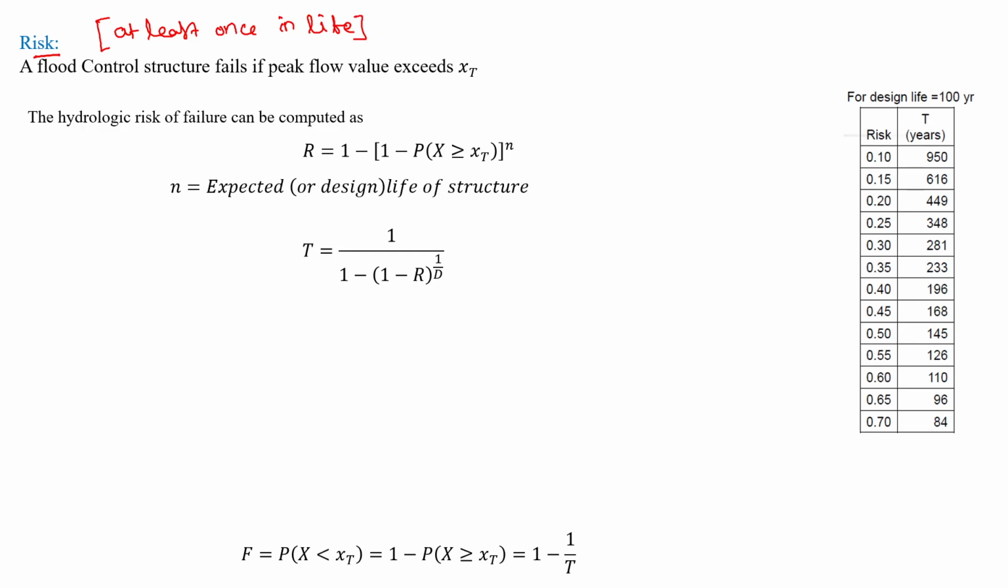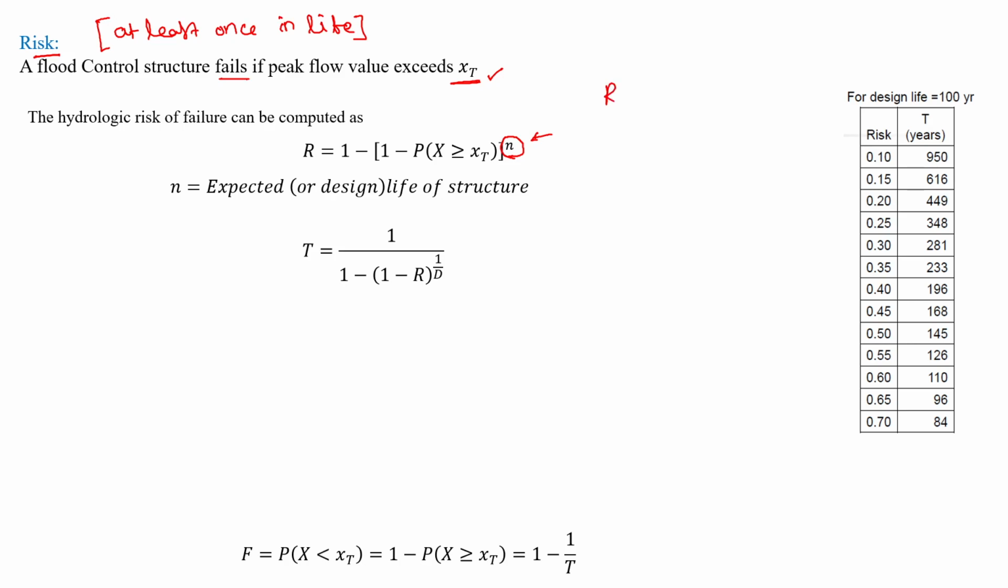Okay, so a flood control structure fails if peak flow exceeds xt. So when the flow exceeds this particular xt, we say that our structure failed. So what is the risk associated with this? This can be calculated with the help of this particular formula, which is nothing but 1 minus the probability of x greater than xt in n years. There is a long derivation for it, so you can ignore it for the time being, but you can remember this formula.